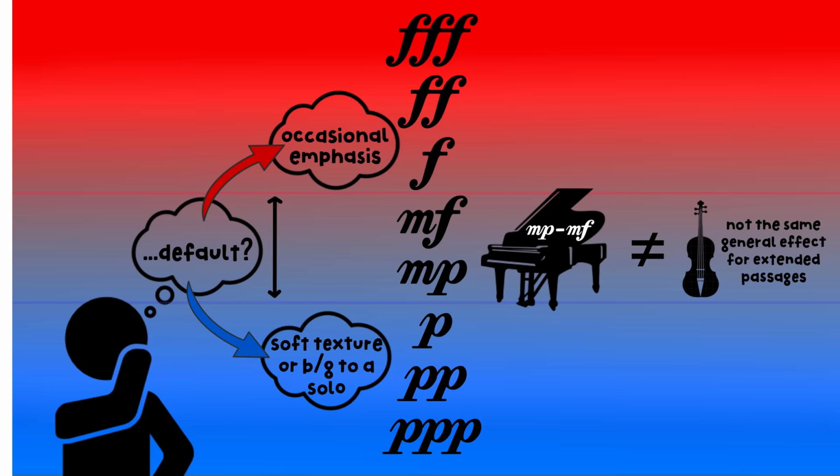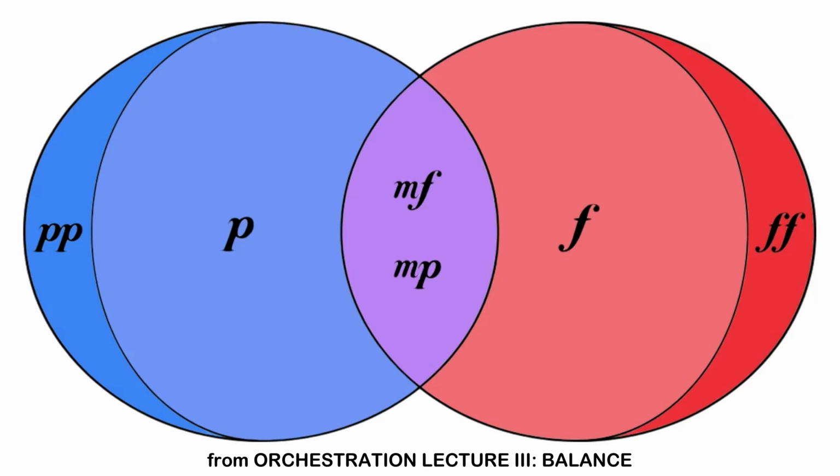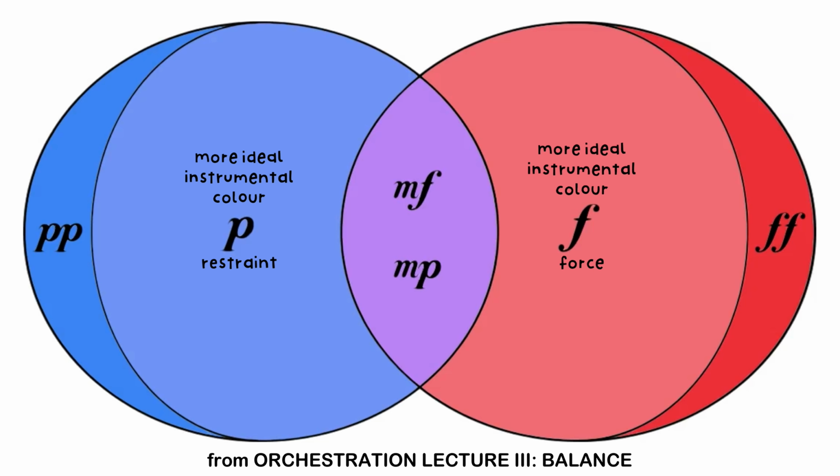The cure for this is to really commit to one side or the other of the dynamic spectrum most of the time. Orchestral instruments are built to sound their best when they're played with restraint or with force, piano or forte, and there are plenty of shadings and nuances on either side of that spectrum. Where dynamics meet in the middle is a moderated sound rather than a committed one, and is not the greatest for playing featured solos, though it's an excellent support dynamic.